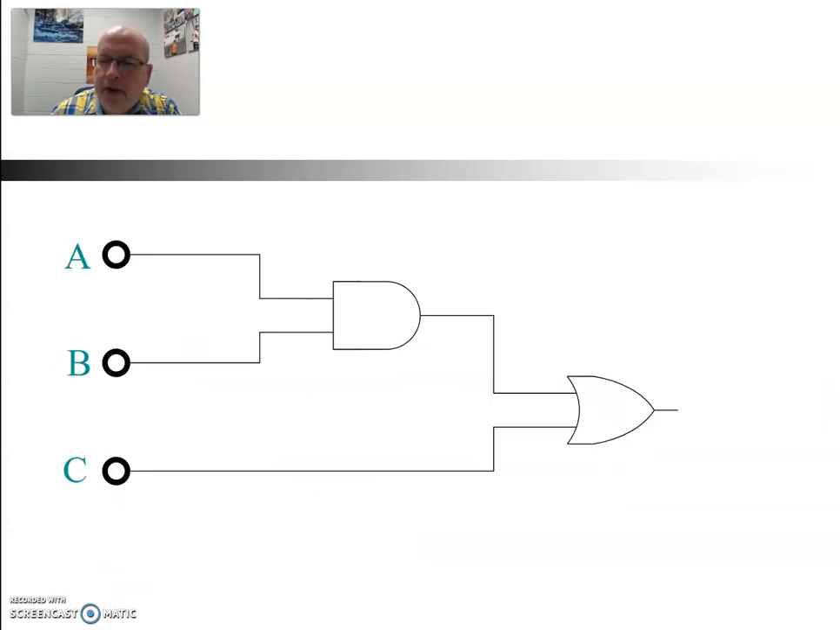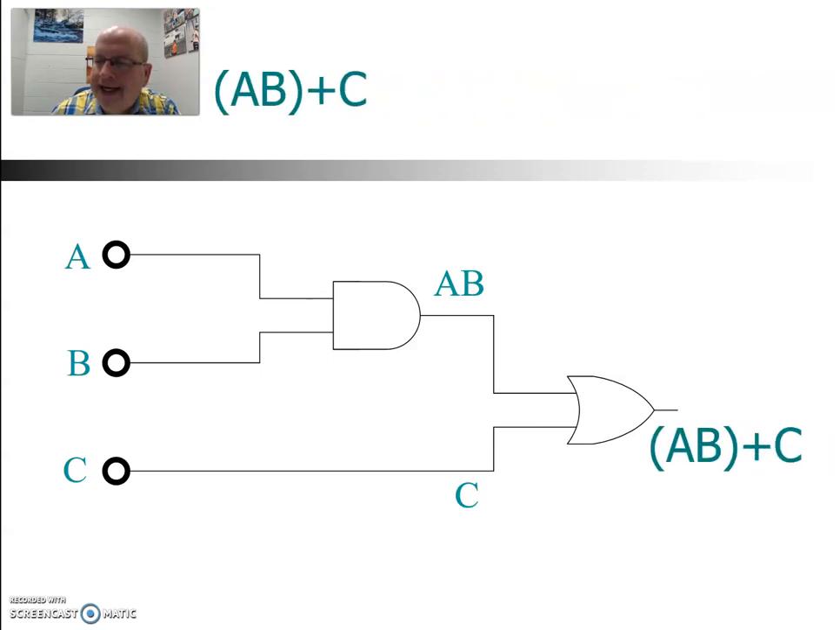All right, how about if we want to go the other way? If we have the circuit and we want the expression, notice we have an AND gate. That would be multiplication. So we have AB, and then C just passes directly through. It doesn't go through any gates. And then those two expressions are ORed together. So we have AB plus C.